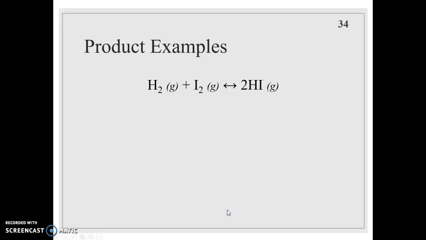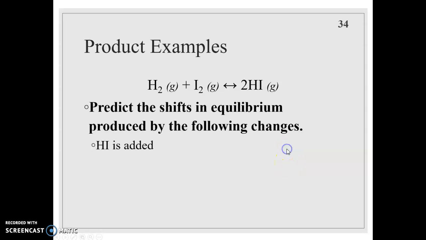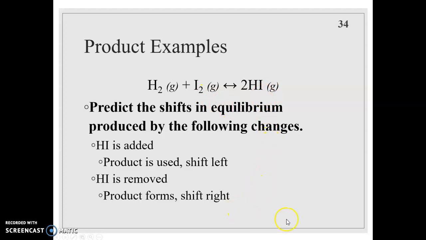Let's look at some examples with messing around with the product. In this particular reaction, there's only one product, so that makes things a little bit easier. If we add some HI, that's going to make there be too much HI for equilibrium, so some of it will have to decompose. The product is going to change into reactants, and that results in a shift left. If you remove HI, then the reactants will react to form product, and that will result in a shift right.